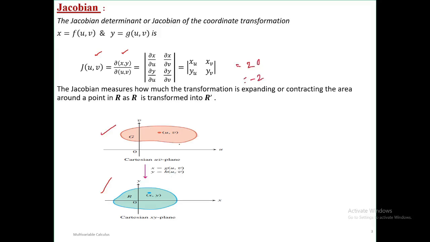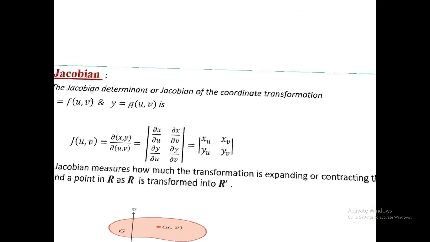So the Jacobian measures how much the transformation is expanding or contracting the area around a point in R as region R is transformed into region R dash. So that is the geometrical meaning of the Jacobian.